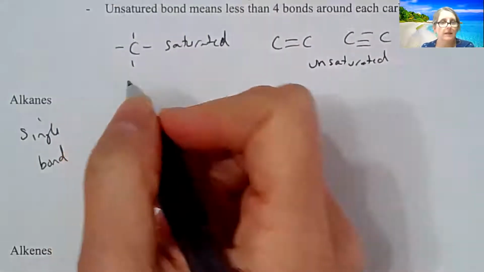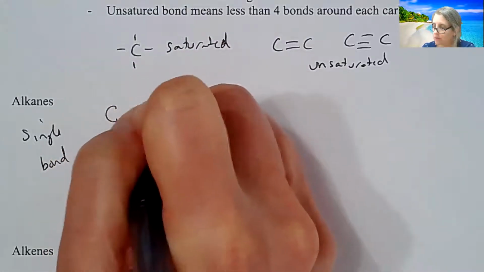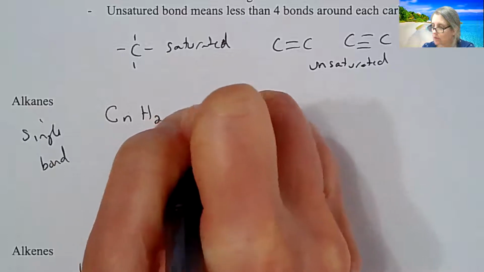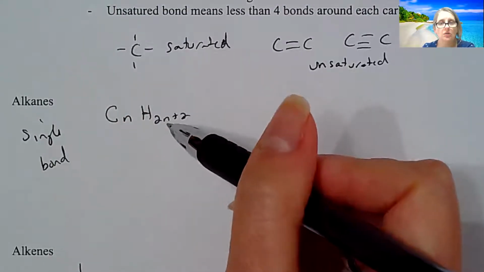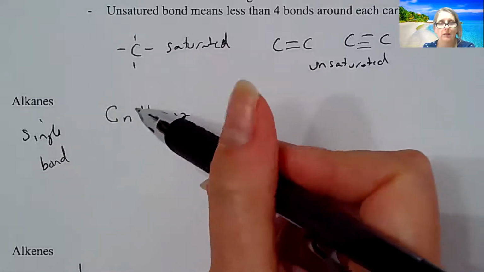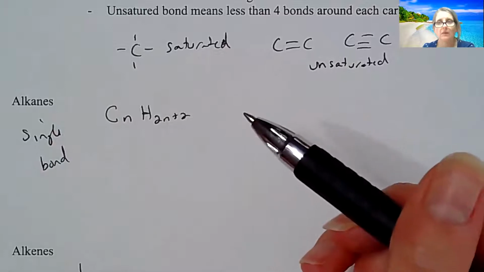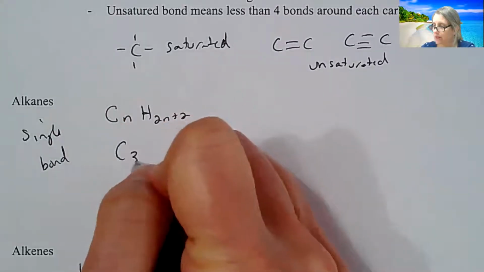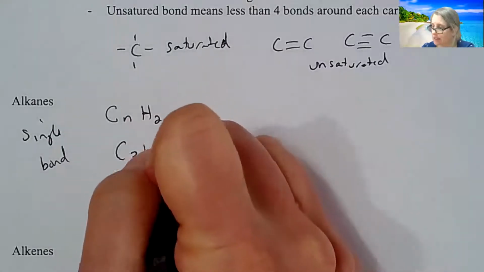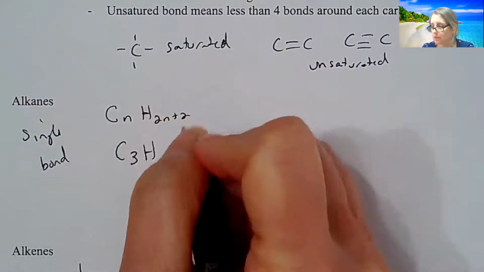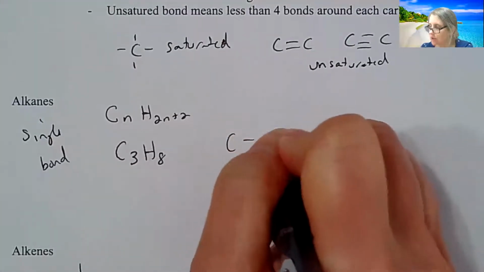So what makes something an alkane is the fact that you have a certain number of carbons with a certain number of hydrogens. So there is a formula that you can know, CnH2n plus 2. So however many carbons you have, you multiply that by 2 and add 2. That's going to tell you how many hydrogens you have. So if I have 3 carbons and it's an alkane and everything is single bonded, I'm going to take 3 times 2 is 6 plus 2 is 8. So I have C3H8.